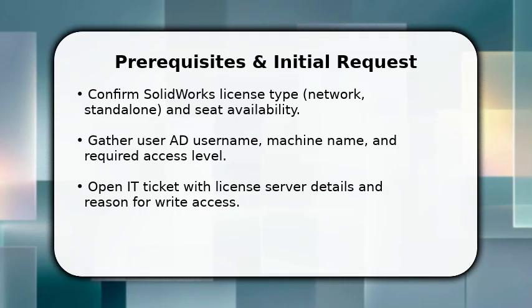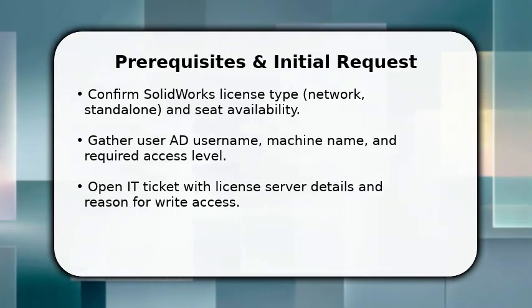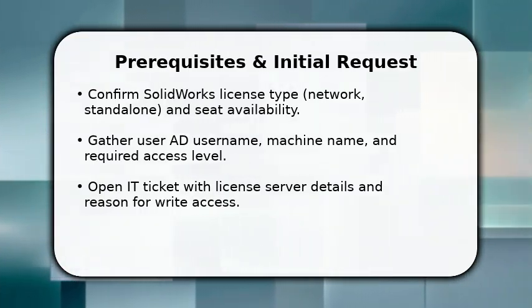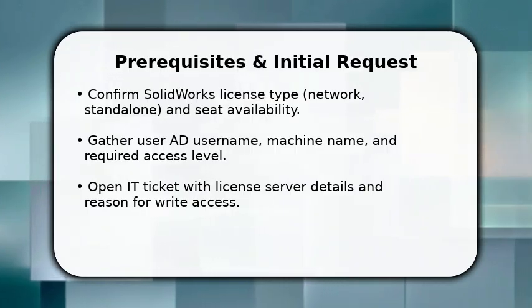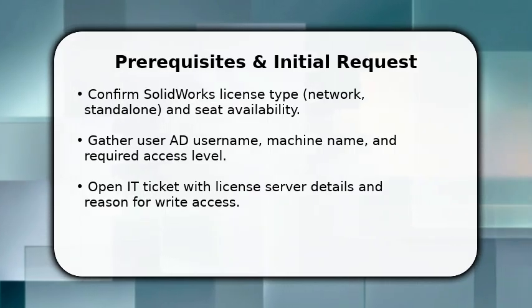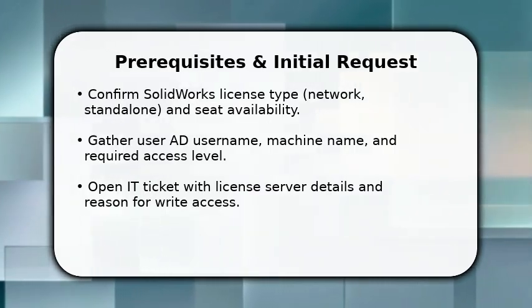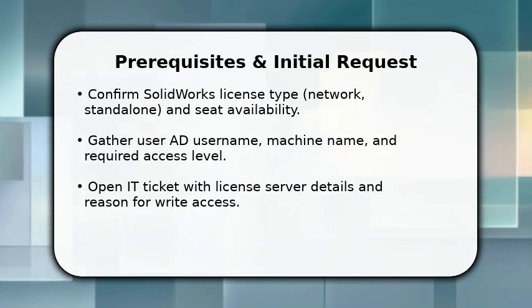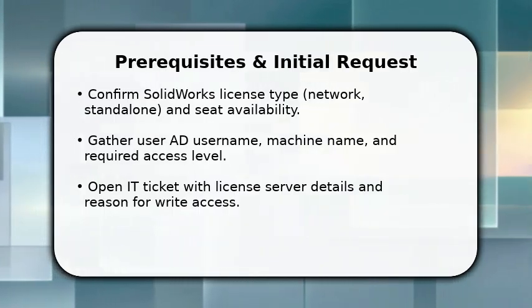You start by confirming license type and whether a network seat is available. This matters because permissions differ. Once done, collect the exact AD username and the machine name that will run Solidworks and decide the minimum write scope needed. Make sure to attach a brief justification and file examples.